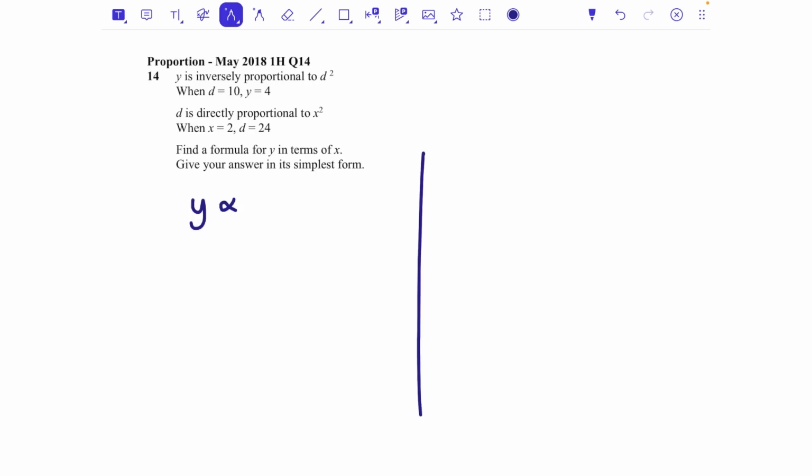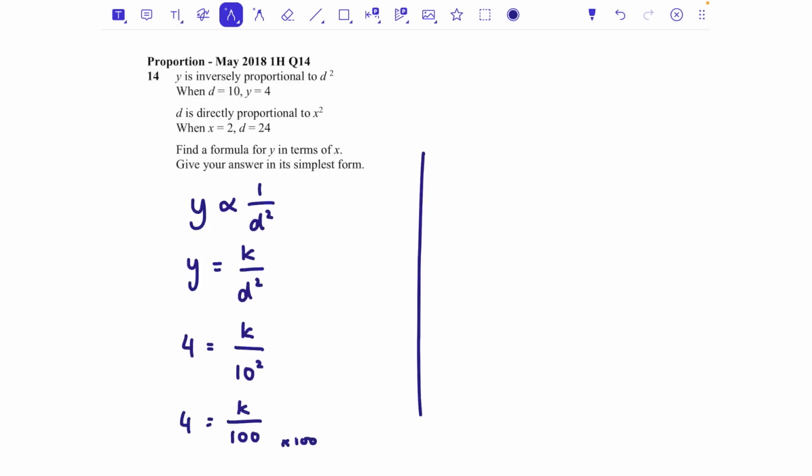Y is inversely proportional to d squared. So when it's inversely proportional, we do it as a fraction. We can't solve equations with fish in them, so we change it to an equals and a k, and that goes like that. And then we're going to sub in what we know. So we know that when d is 10, y is 4. So 4 equals k over 10 squared, which means that 4 equals k over 100. Multiplying both sides by 100 means that 400 equals k.